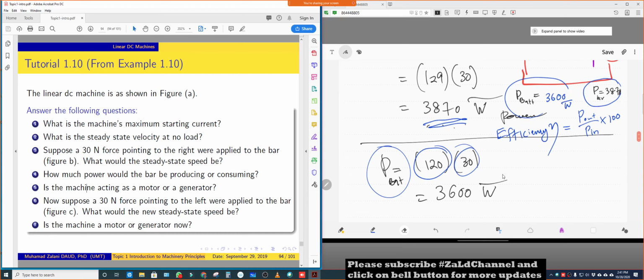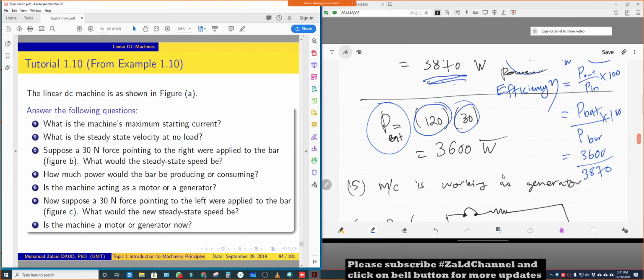If the question asks us to find the efficiency, we can use this equation, which is P out divided by P in times 100. So P out is P bar, because it is working as a generator. P in is P bar times 100. So P bar is 3600 divided by 3870.